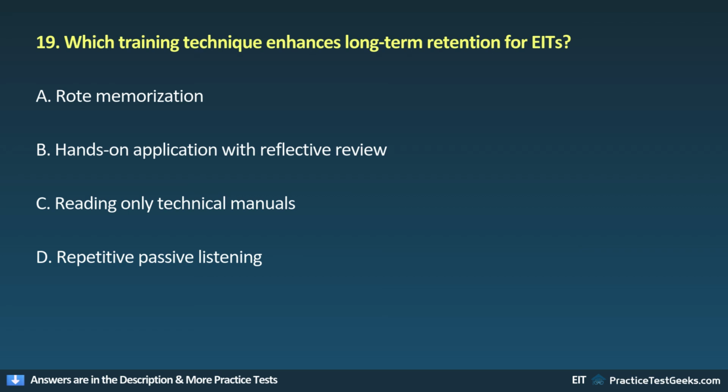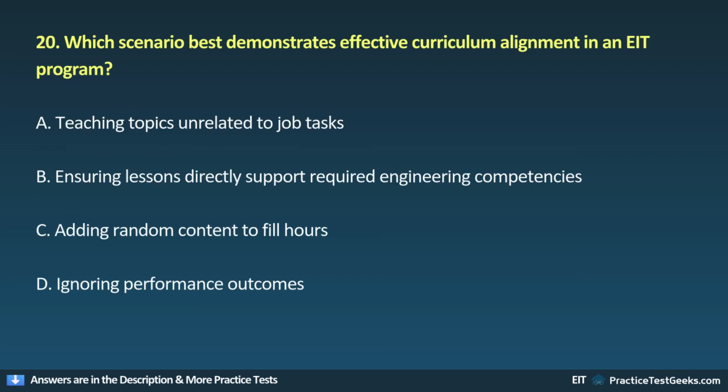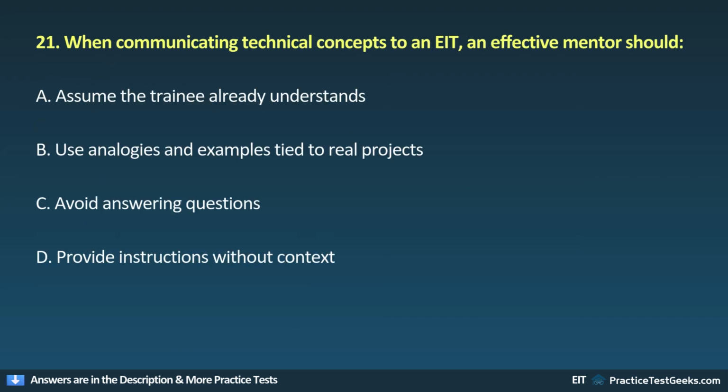C. Reading only technical manuals. D. Repetitive passive listening. 20. Which scenario best demonstrates effective curriculum alignment in an EIT program? A. Teaching topics unrelated to job tasks. B. Ensuring lessons directly support required engineering competencies. C. Adding random content to fill hours. D. Ignoring performance outcomes.